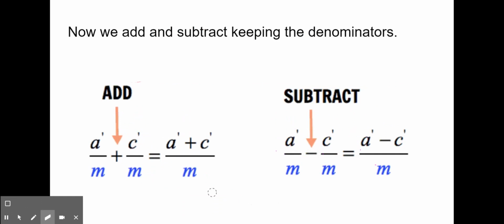Okay, so now we're ready to add and subtract. You keep the denominator. You don't add or multiply the denominators together, because that's how big the size of the piece is. And you add the number of pieces together. Or you subtract and keep the denominator.